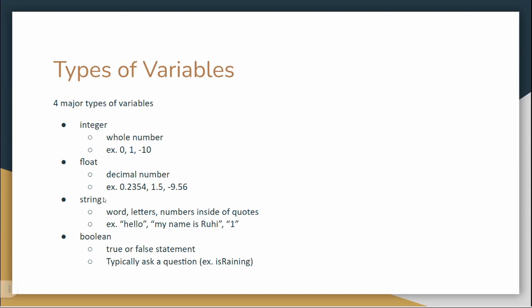Okay, and then the third type is string, which is words, letters, and numbers inside of quotes. So it doesn't matter what it is, as long as it's inside of quotes. So I could put just one word, hello, I could put a sentence, like my name is Ruhi, or I could put a number, like 1, as long as it's inside of quotes. Okay, and then the last type of variable is a Boolean, which is a true or false statement. So the only two values that you can store in a Boolean are true or false. And Booleans will typically ask a question, for example, is raining?